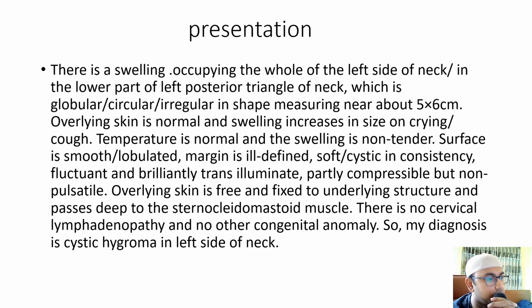The overlying skin is free and the swelling is fixed to underlying structures and passes deep to the sternocleidomastoid muscle. There is no cervical lymphadenopathy and no other congenital anomaly. So my diagnosis is cystic hygroma in the left side of the neck.